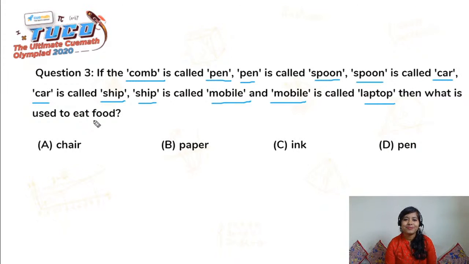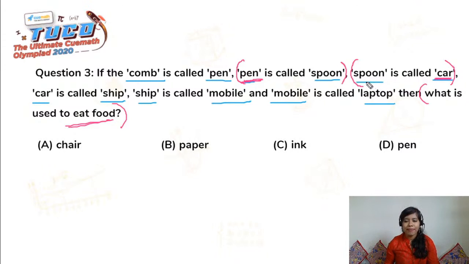Any responses? Let's check on the comment section. Let me just take a gap of a few seconds to quickly verify all of your answers. Alright, so now let's see here. The main question being asked here is, what is used to eat food? Out of comb, pen, spoon, car, ship, mobile and laptop, we definitely use only spoon to have our food. But now the question is, do we go with pen is called spoon or with spoon is called car? We have two kinds of options. It could either be a pen or a car.